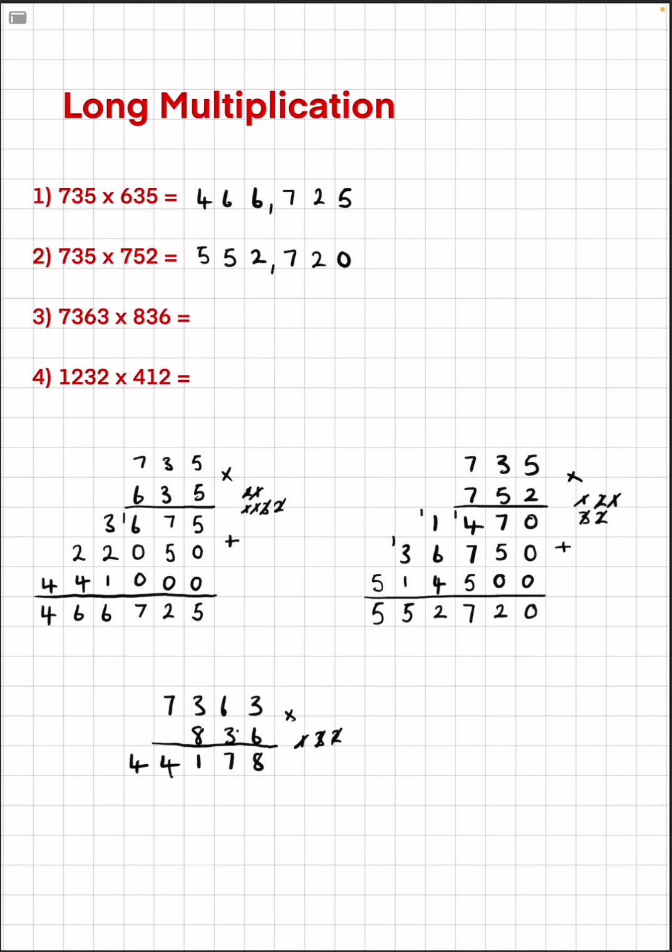Now, instead of doing 30 multiplied by 3, we're going to put the 0 down and do 3 times 3, which is 9. 3 times 6, which is 18. We put the 8 down and carry the 1. 3 times 3 is 9. Add 1 is 10. We put the 0 down and carry the 1. 3 times 7 is 21. Add 1 is 22.